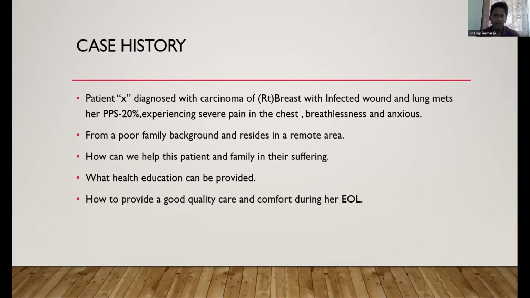So how do you provide good quality care and comfort during her end of life? The last three questions should be reflected on by every one of us. Each and every one of us who have joined here has a lot of enthusiasm, and the patients who are suffering a lot will be treated by you one day. So when you go back and start your palliative care centers, you have to think about how exactly am I going to deal with this patient?